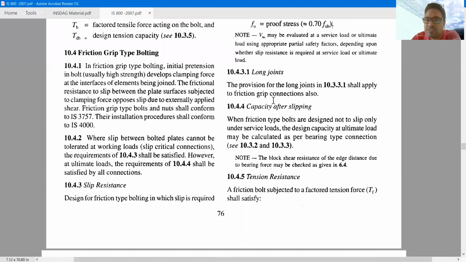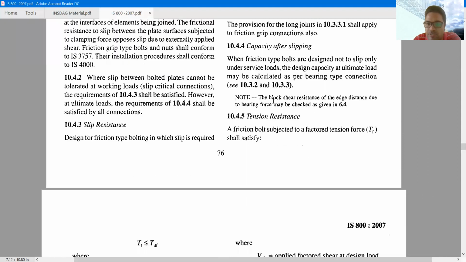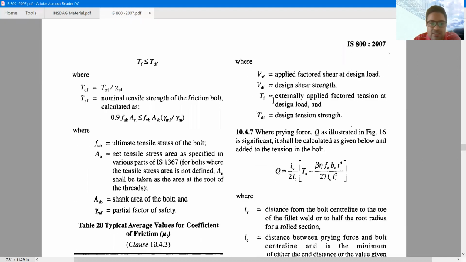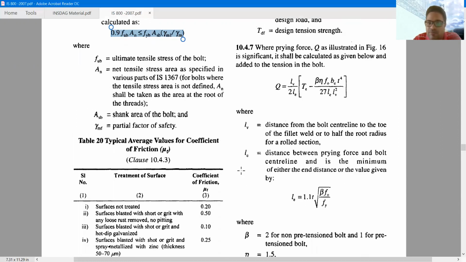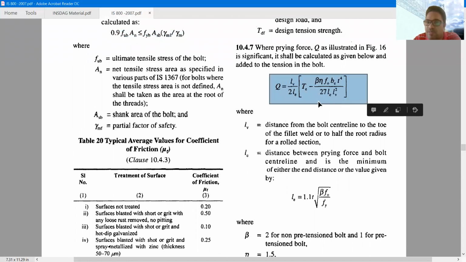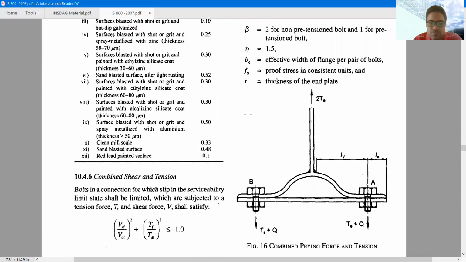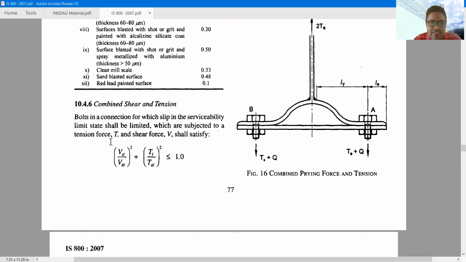Similarly, for long joints and gripping, all the same rules will be applied that we have seen in the case of bearing type of bolt. Tension resistance, all the same formulas will be used in this case also, as we have seen in the bearing type. To calculate the tension strength, the same formula will be used. For prying force, as I mentioned, it is not in our syllabus, but prying force calculation is also given here. Then to get the combined shear and tension action in the case of high strength friction grip bolt, the same formula will be used.